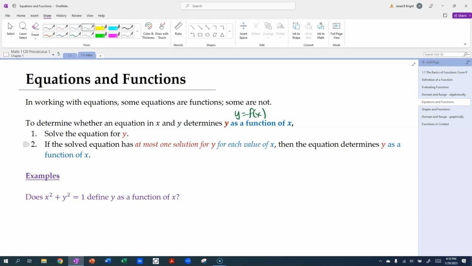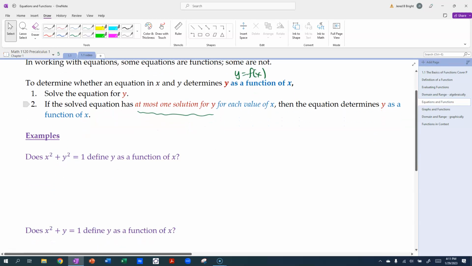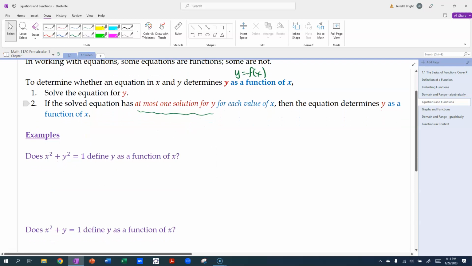Here's what we do. We have to solve the equation for y. And then if the solved equation has at most one solution for y for each value of x, again the idea of a function, we have one range element for each element of the domain. So for each x, there's one y. Then we have y as a function of x. Okay, let's just get some practice with this.